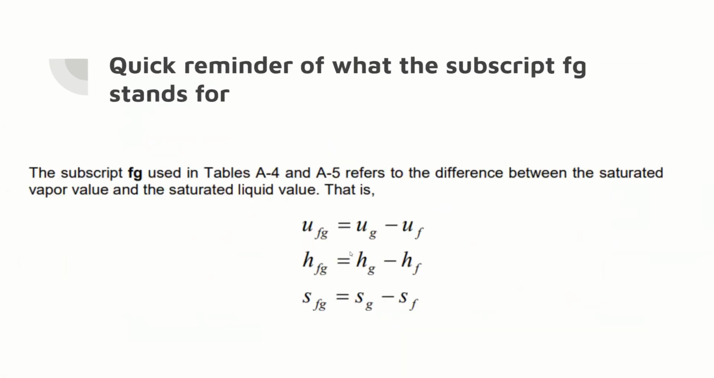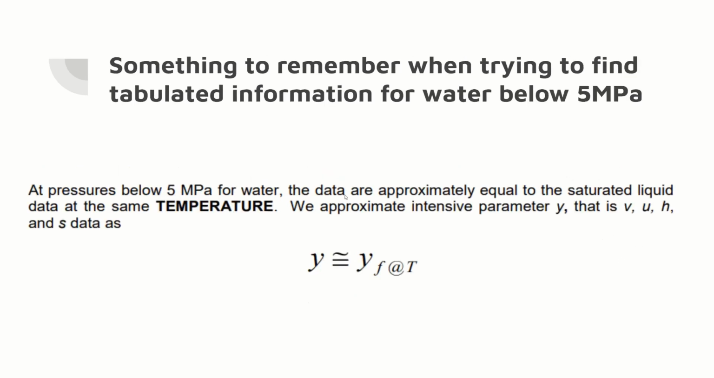Okay. Oh yeah, so the subscript, just like I said before, for whatever property you're studying, is going to be the difference between that property for the saturated vapor minus that property for the saturated liquid. Okay. Maybe not very useful for the final, but definitely useful for the exercises because it might get confusing. So if you're in the compressed liquid phase for water and your pressure is below 5 megapascals, then you're going to use the data from the saturated liquid data at the same temperature.